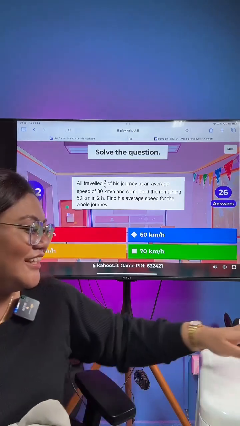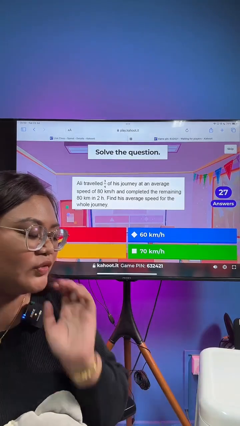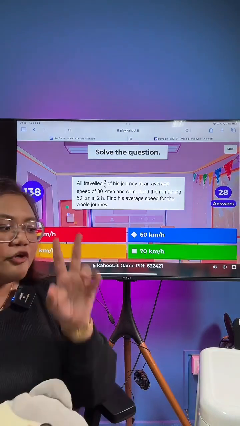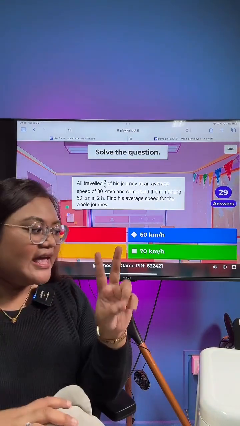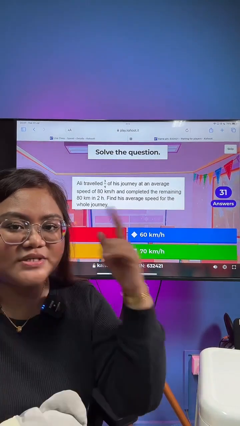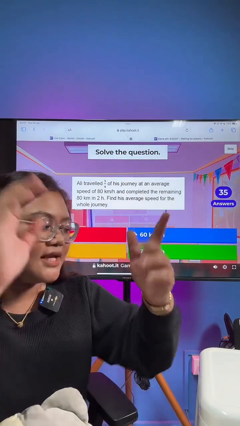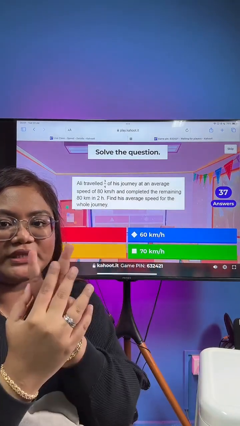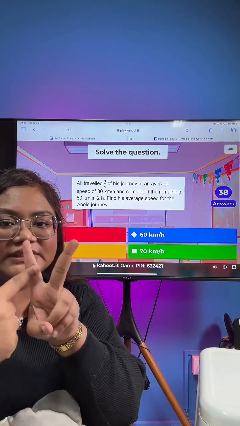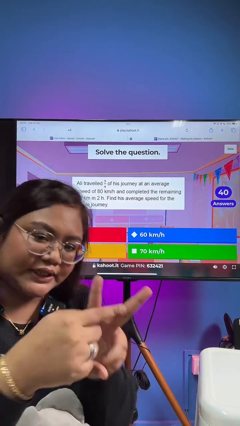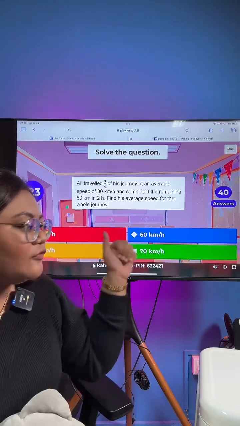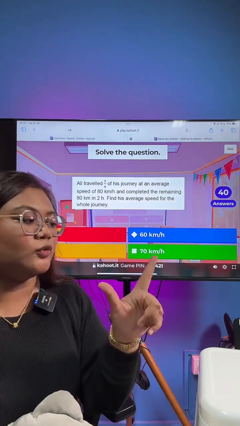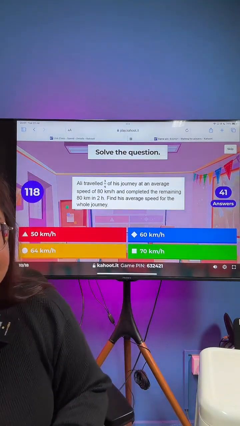Looks like it's hard. No, okay, I give you a hint. For those of you who are saying it's hard, you only need to look for 2 things. Average speed. Every time it's average speed, something in our brain must click to tell us total distance divide total time. Only 2 things. Total distance, total time. So look for the total distance, look for the total time, then you divide.